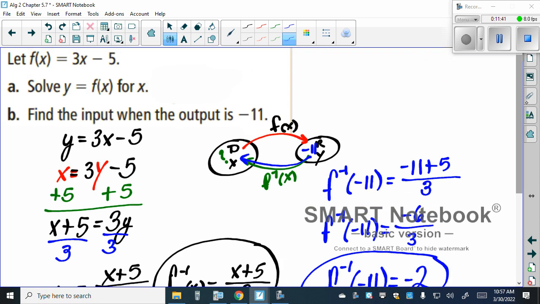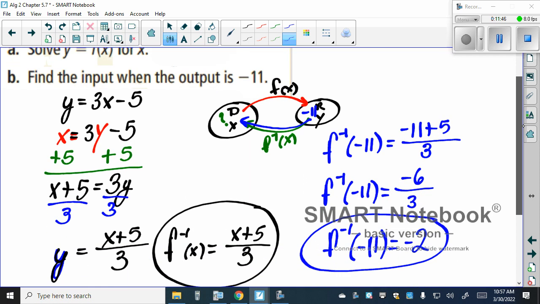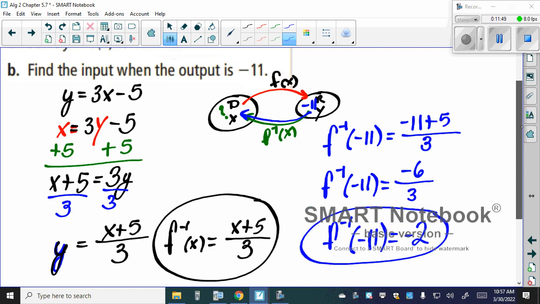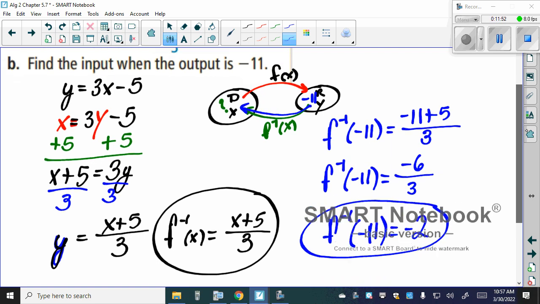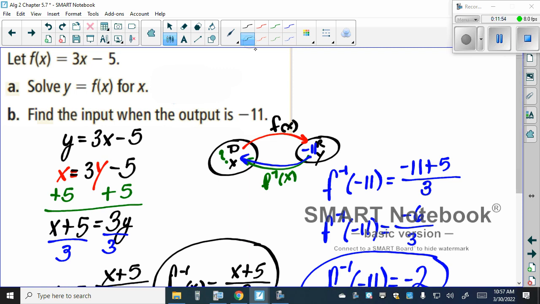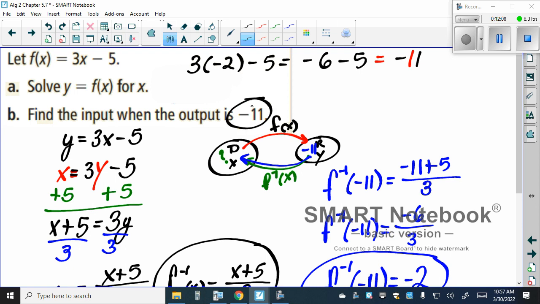Does it ask for two things? Solve for the value of y, where f of x, solving for the inverse, and then finding the input when the output is negative 11. Now, if we look back at the original problem, 3x minus 5, and I plug in negative 2. 3 times negative 2 minus 5. Well, 3 times negative 2 is negative 6, and negative 6 minus 5 is our output of negative 11. Input is negative 2. So our original input of negative 2 would give us an output of negative 11. Because again, they're going in reverse. Any questions on any of this here?